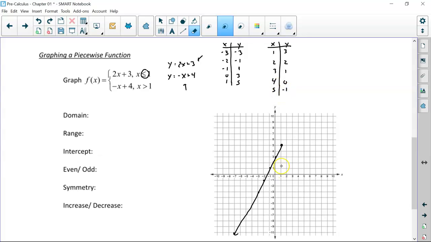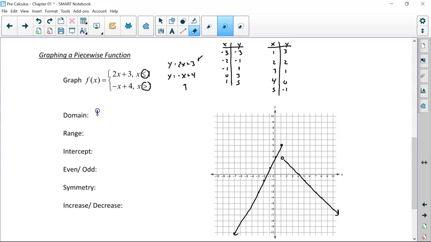So we'll plot those points. We're at 1, 3; 2, 2; 3, 1; 4, 0; 5, negative 1. And you can see the slope is just negative 1. We just keep going down. Now, looking at that domain, we have x is greater than 1, which means we're going to use an open dot at that point. And because of that open dot, it's allowing us to have a function because it would pass the vertical line test. So there is our piecewise function.